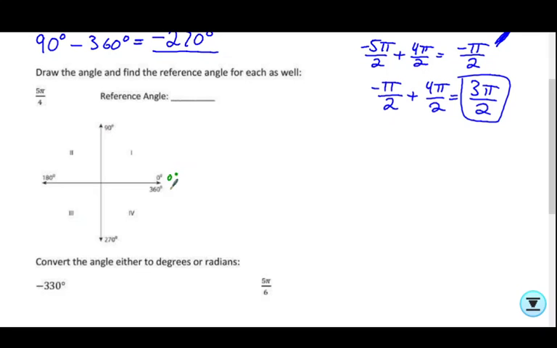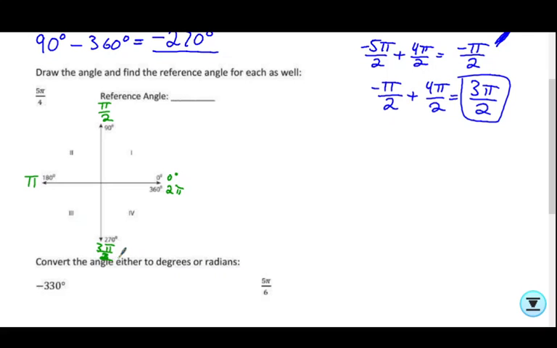So you have to remember 0 degrees is the same thing as 0 radians, and 360 degrees is the same as 2 pi. 90 degrees is pi over 2, 180 degrees is pi, and 270 is 3 pi over 2.